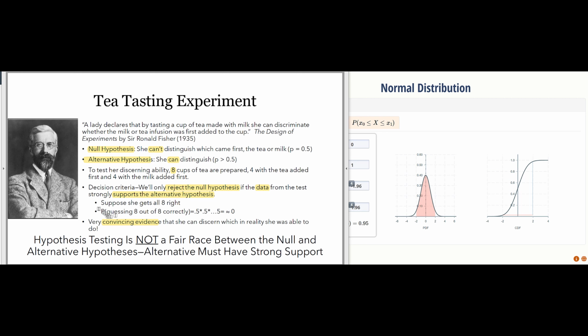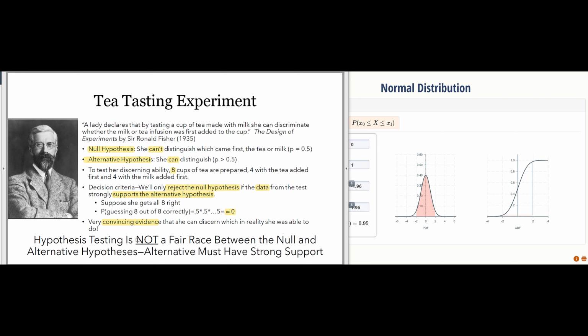Well, the probability of getting all 8 of these correctly, given that for each one there's a 0.5 probability of her guessing correctly, is 0.5 to the 8th power, which is 1 over 256. Which is a very tiny probability. Here we're saying approximately 0. So there's almost no chance that she's going to be able to get all 8 correctly if she really is guessing.